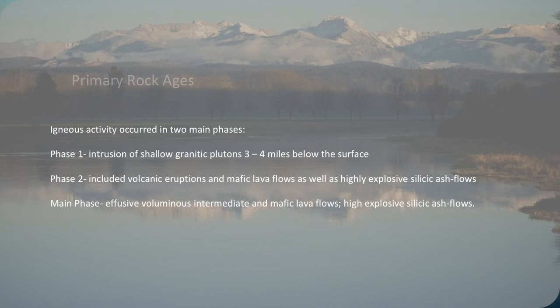Next is the primary ages of these rocks. Igneous activity occurred in 2 main phases. Phase 1 occurred around 52 million years ago with the intrusion of shallow granitic plutons that were 3 to 4 miles below the surface. The second phase occurred around 51 to 45 million years ago and included volcanic eruptions and mafic lava flows, as well as highly explosive silicic ash flows.